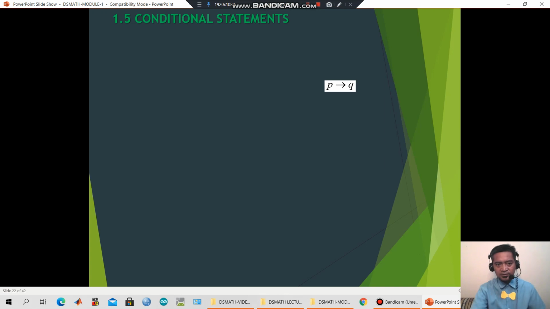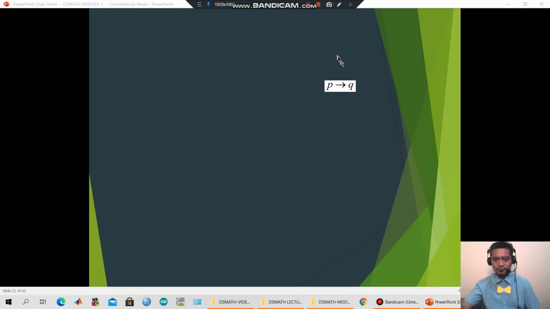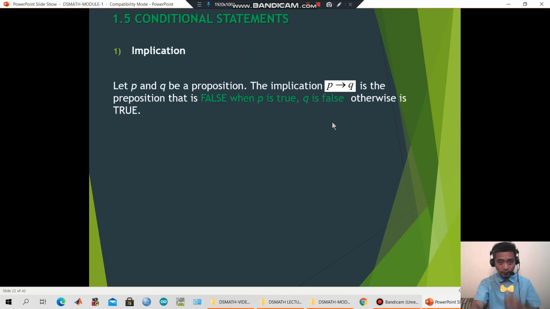Conditional statements. So let's move on to the conditional statements. Okay, let's go to the first kind of conditional statement, which is what we call the implication. So let P and Q be the propositions, and then the implication of P to Q, or P arrow Q, is the proposition that is false when P is true and Q is false, otherwise it's true.